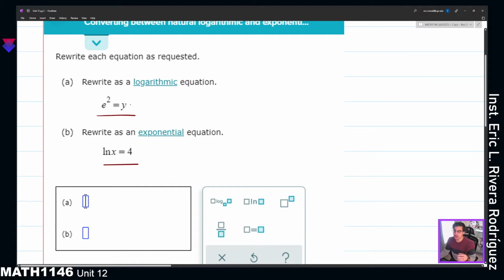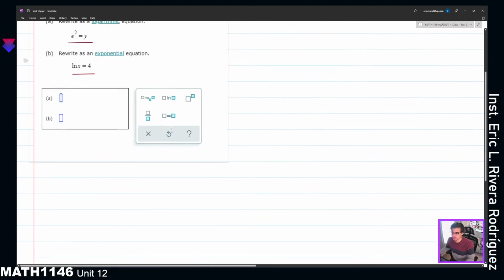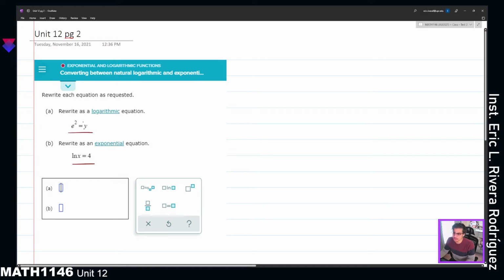We don't need to go through an extended algebraic process here. We just need to identify the key component of the equation and then use it on the inverse equation or inverse operation. So we are going to rewrite an exponential equation as a logarithmic equation. So let me put this here: from exponential to log.